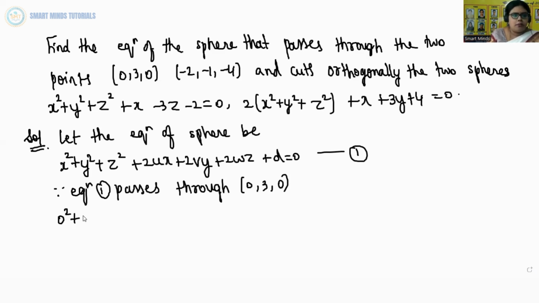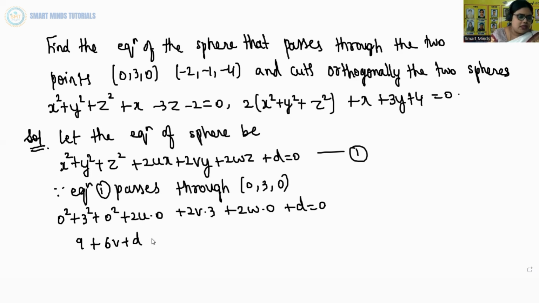So 0 square plus 3 square plus 0 square plus 2u into 0 plus 2v into 3 plus 2w into 0 plus d is equal to 0. The zeros we can simply remove because anything into 0 becomes 0. So we write 9 plus 6v plus d is equal to 0. So you get d is equal to minus 9 minus 6v. After finding the d value, we need to pass the first equation through the second point.